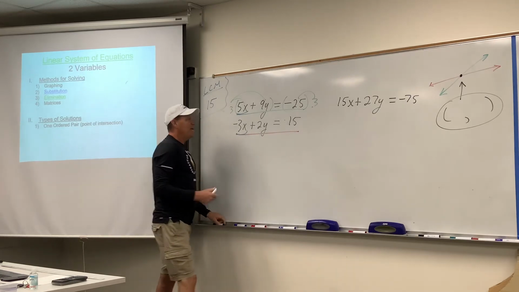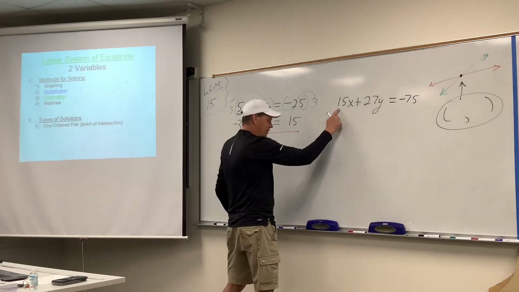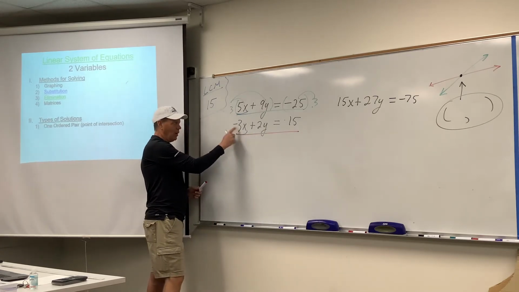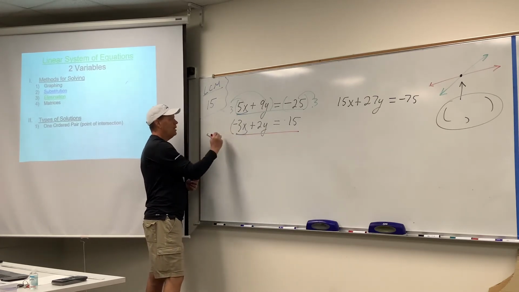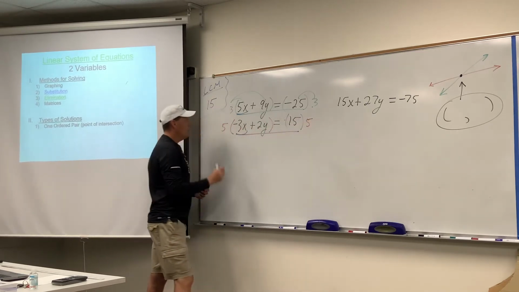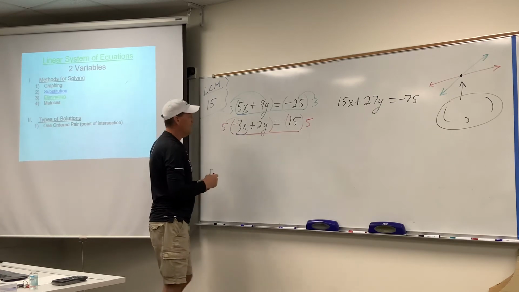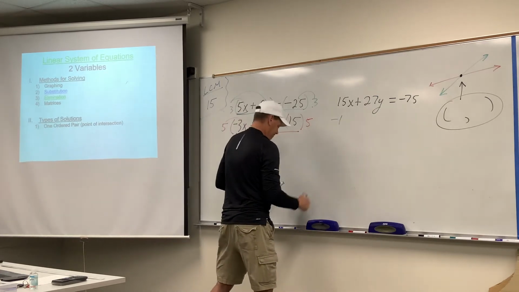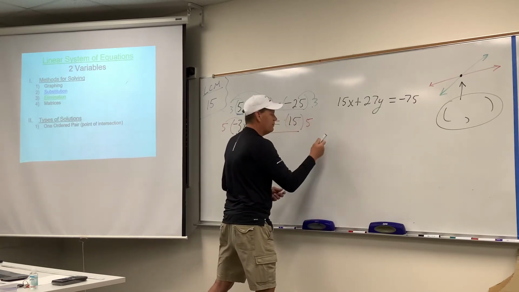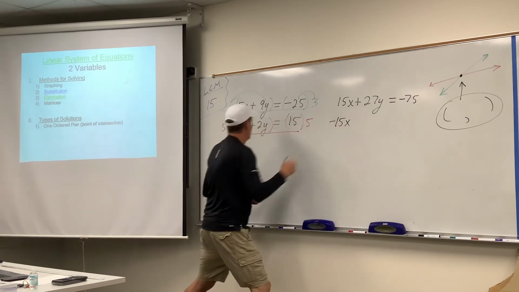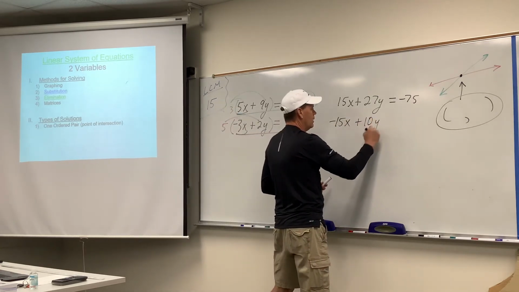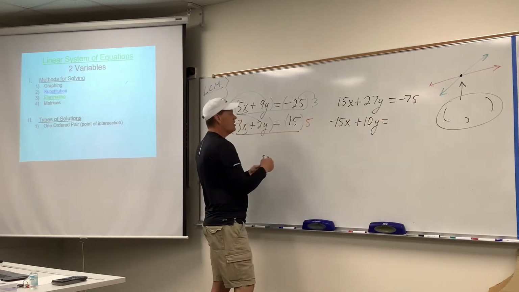All right, if that became positive 15x, don't we want this to be negative 15x? We already got the negative. How about you multiply it by 5? Again, on both sides. So we have negative 15x plus 10y equals 75.